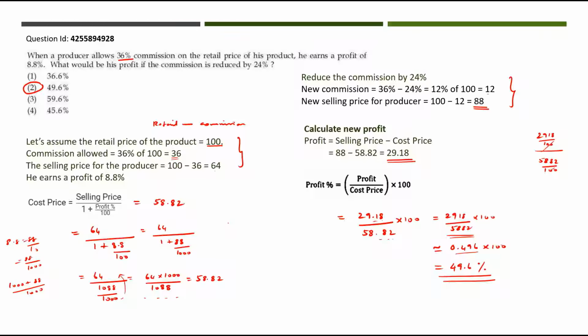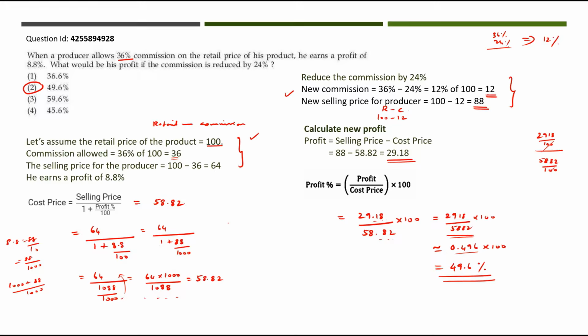The commission is reduced by 24%, means out of 36%, 24% is removed. What is the new commission now? It is 12%. The new commission value in terms of 100 rupees retail price will be 12 rupees. Now the new selling price is calculated as retail minus commission. Retail is 100 still. What is the new commission value? It is 12. So now we get 88.